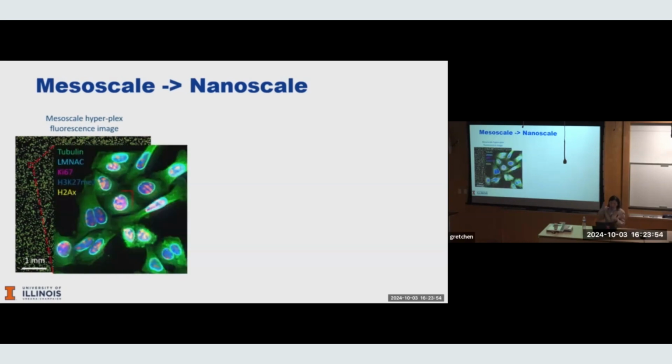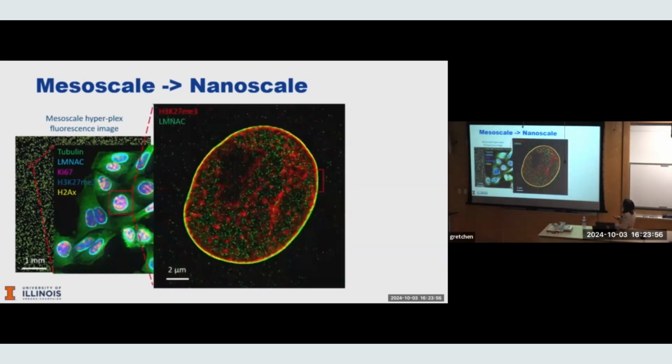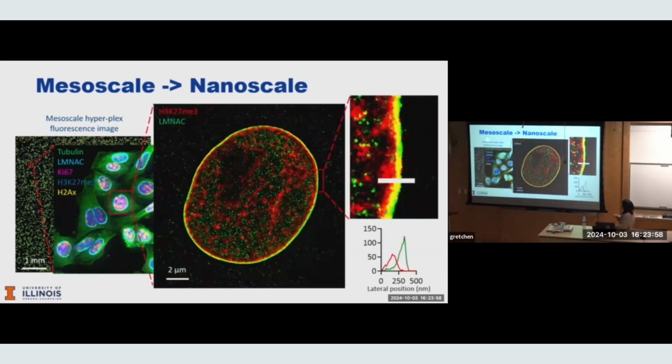So we can find the same cells and link that to the super resolution image acquired using a different system. So this is really a one-to-one correspondence. It allows us to look at all the population level changes, the high content phenotype, and then link that to the molecular level changes.